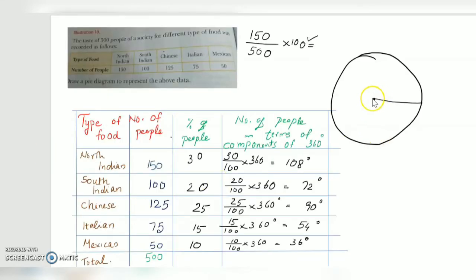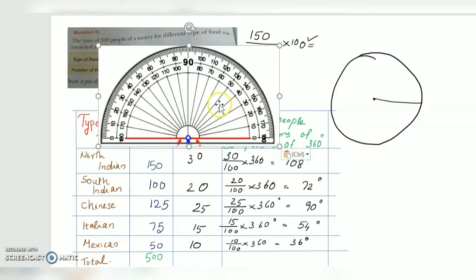We have to find out the angles. Okay, this is a protractor. The important point that you have to keep in mind is this blue point. This blue point and this center point should be coincident. And this red line and this base line also should be coincident. Then only you will get the values.